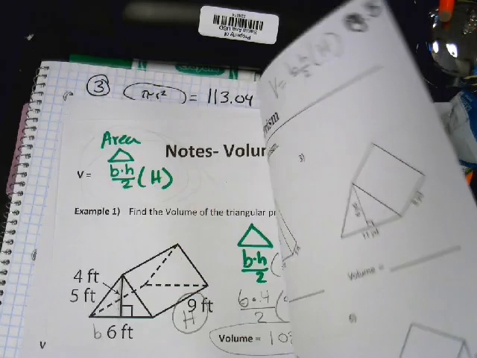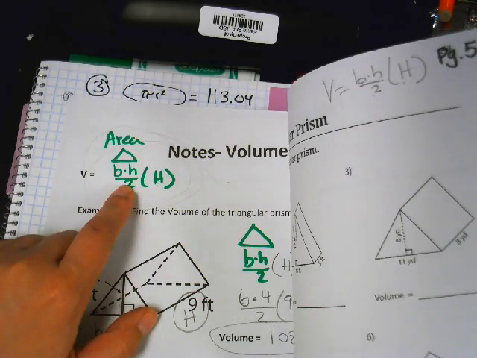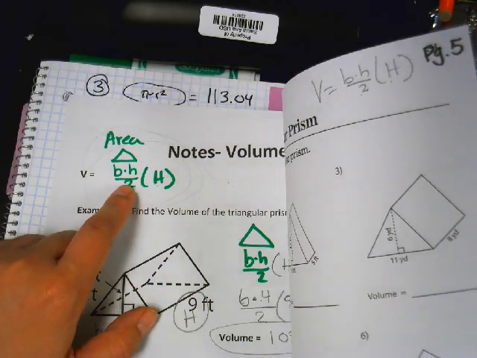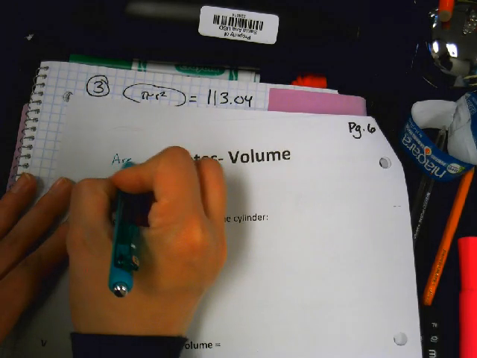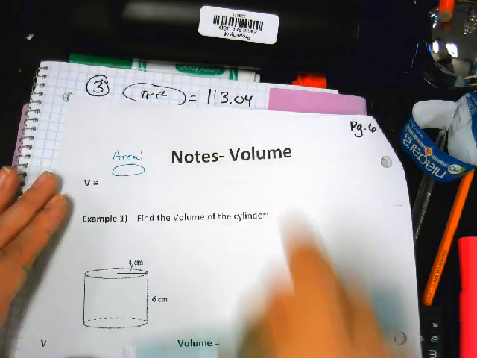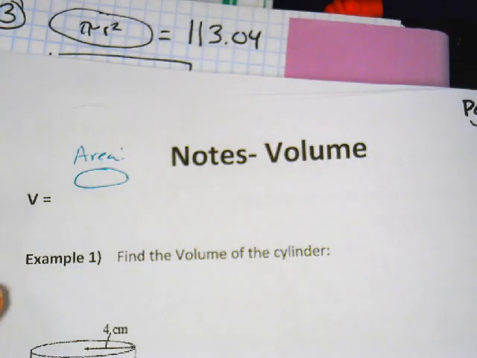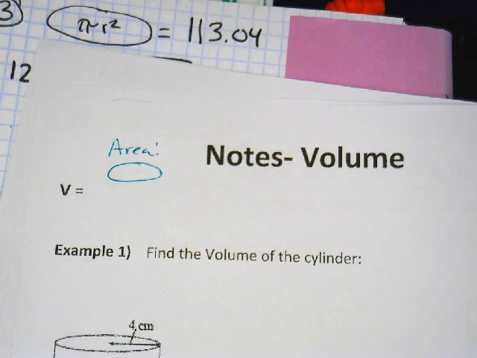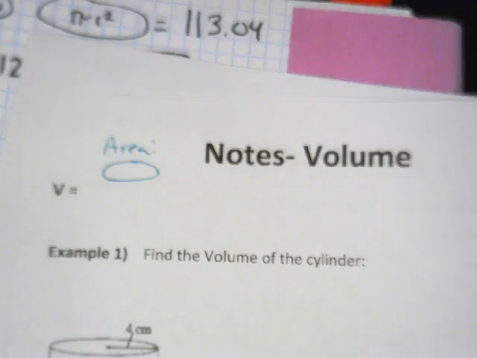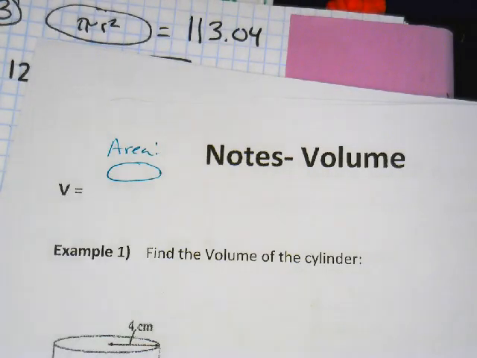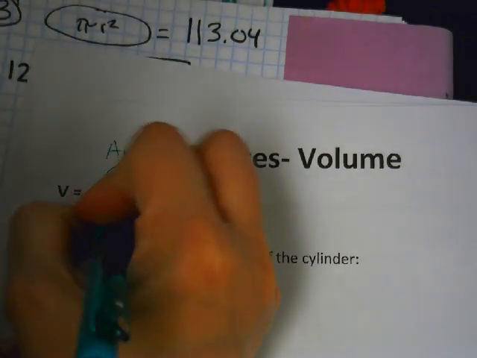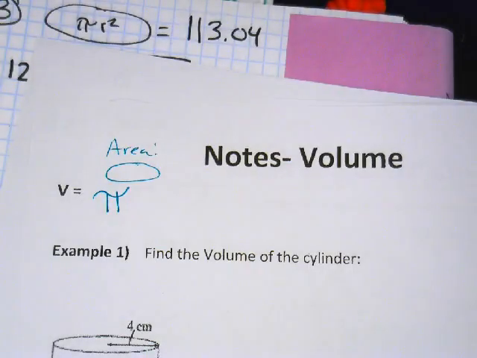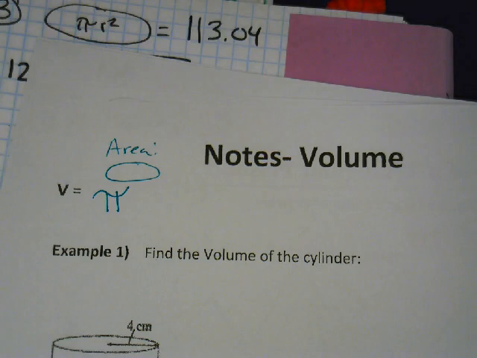Yesterday, remember, it started off with the area of the triangle. So same thing for volume of a cylinder. How do I find the area of a circle? It's a circle. What's the magical thing we always use for a circle? Pi. We always use pi. When you think of a circle, you're always going to start with pi.